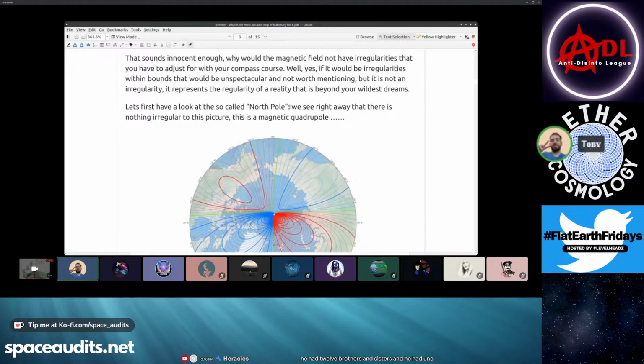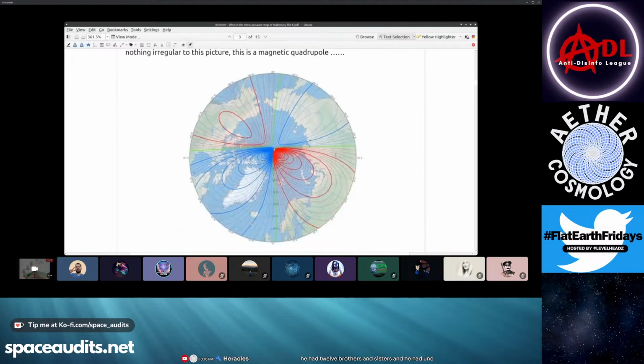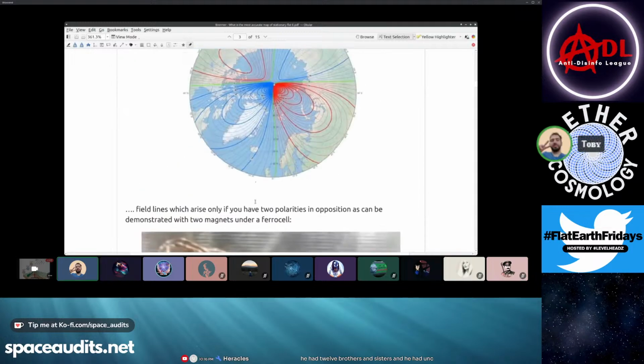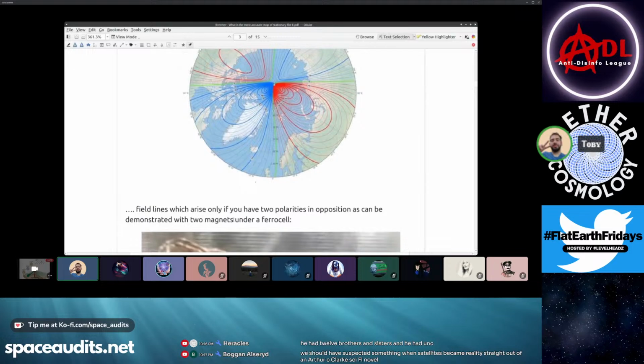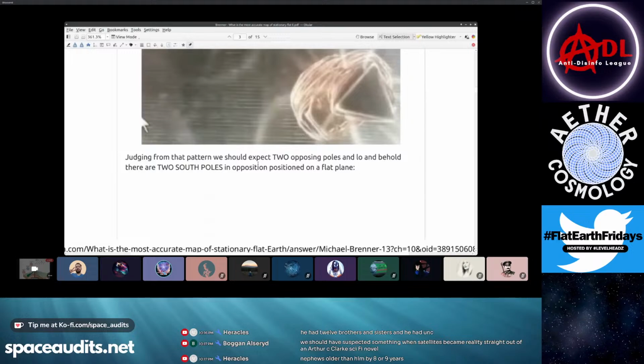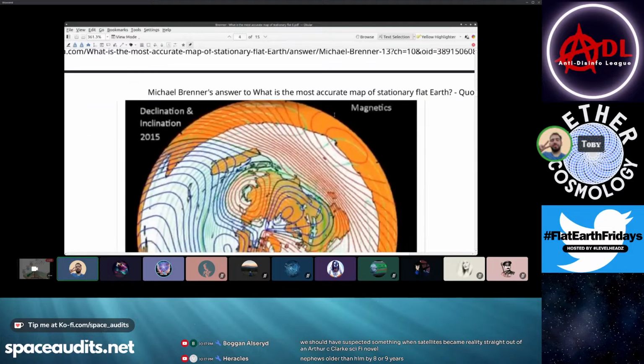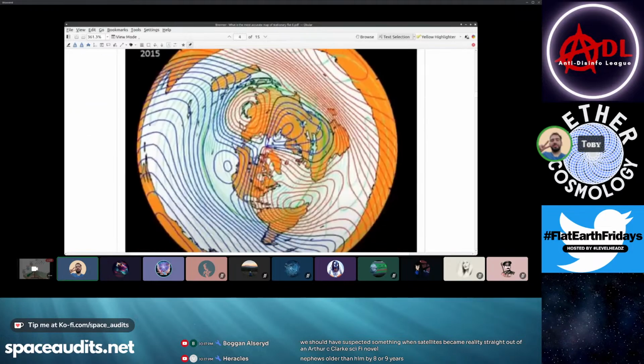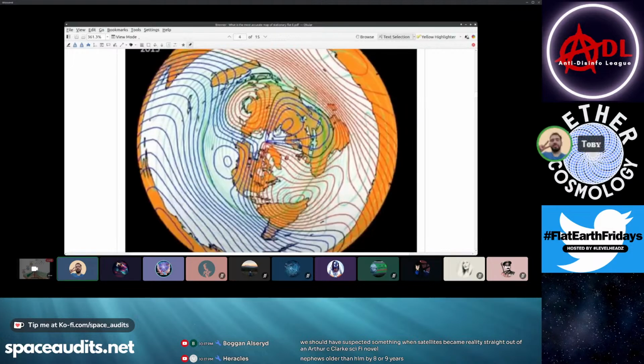First, we have a look at the so called North Pole. We see right away that there is nothing irregular to this picture. This is a magnetic quadrupole. Field lines which arise only if you have two polarities in opposition and can be demonstrated with two magnets under a ferrocell. Judging from that pattern, we should expect two opposing poles, and lo and behold, there are two south poles in opposition positioned on a flat plane. So there and there, I think he's saying.